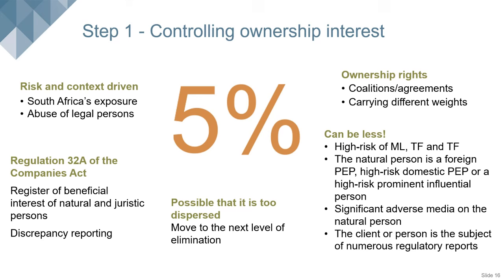High-risk domestic politically exposed person or a high-risk prominent influential person, if there's significant adverse media on the natural person, if that client or the person has been subject of numerous regulatory reports submitted to the FIC. So yes, the 5% is low enough and sufficient enough, but it may be that the circumstances in your case, when you're conducting customer due diligence, you may find that it may be warranted to apply a lesser threshold. And if it's according to your RMCP and if it is justified to mitigate the risk, then you may do so.